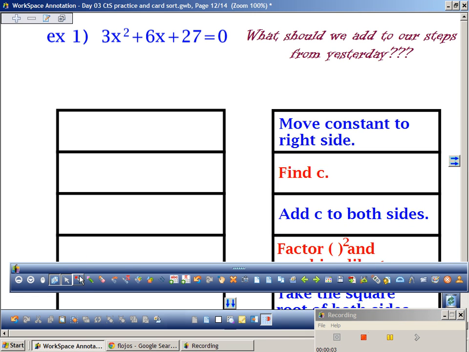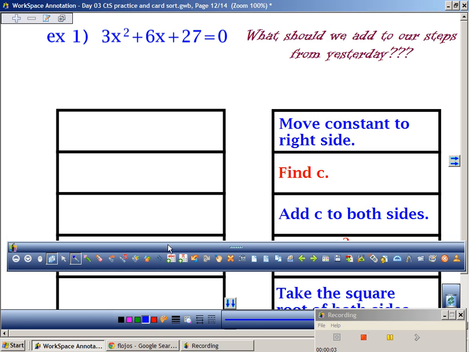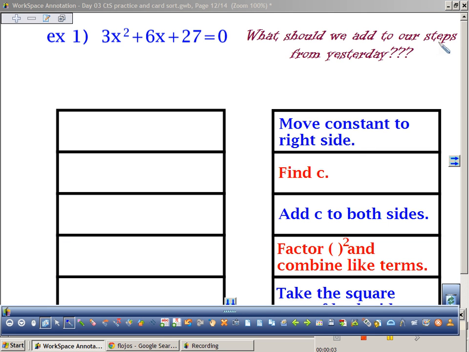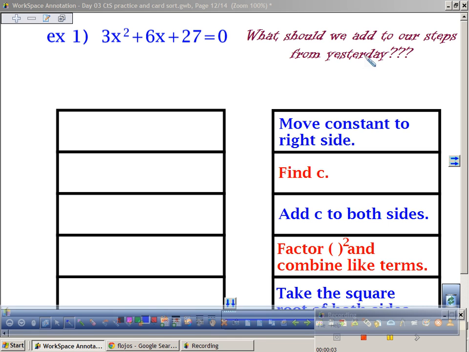Okay, so if we're still completing the square today, then our first step, what should be added to our steps from yesterday? Find the GCF first, right? Factor out that GCF. So if we factor out this GCF, I would get 3 times x squared plus 2x plus 9 equals 0. So now all we really have to deal with is this equation right here.